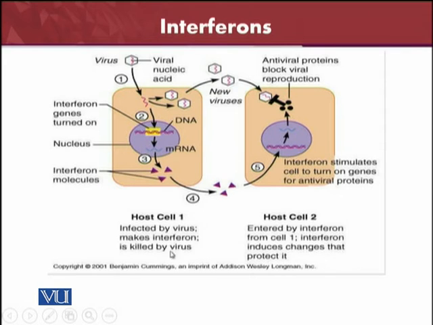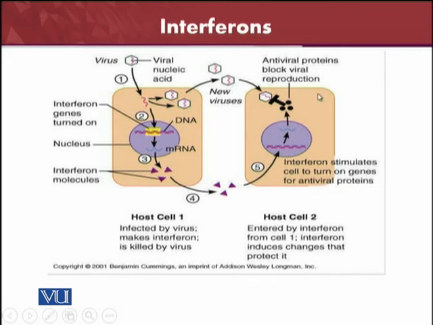Here are the interferons. The host cell infected by the virus makes the interferon and is killed by the virus. Here is host cell 2, where the interferons are taken up. Entered by the interferon from cell 1, it induces changes to protect it. Interferon stimulates the cell to turn on the genes for the antiviral proteins. Therefore, the antiviral proteins block the viral reproduction.